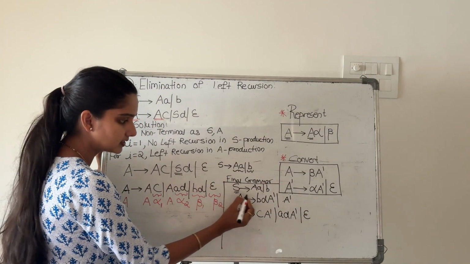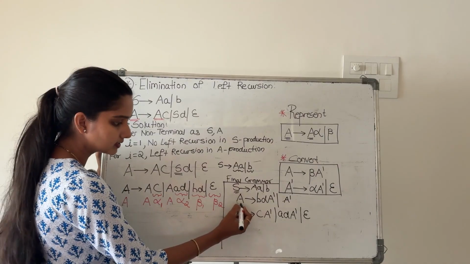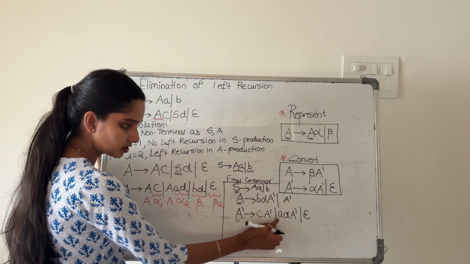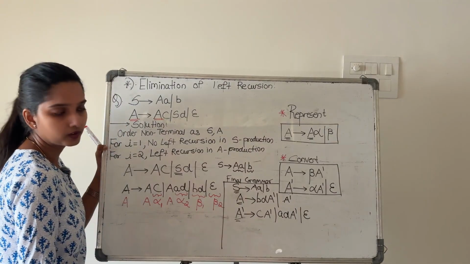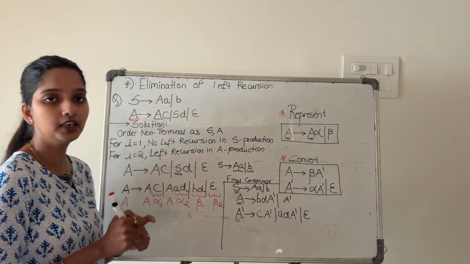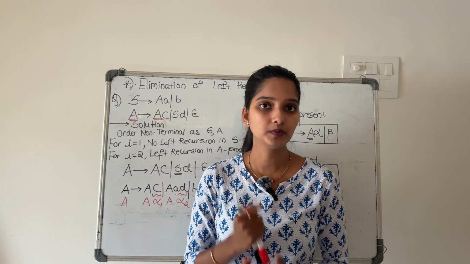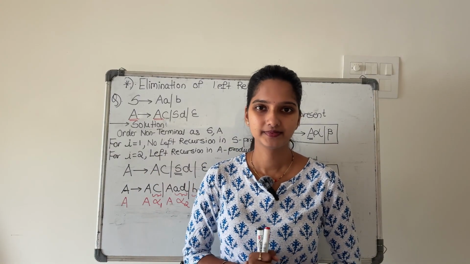Now check if there is a left recursion in this grammar. S is there, so is S repeated over here? No. A is there, so is A repeated over here? No. It is A dash. So again, is A dash repeated at the start? No. Okay, so this is how we need to eliminate left recursion from the given grammar. I hope this is clear to you all. Yeah, thank you.